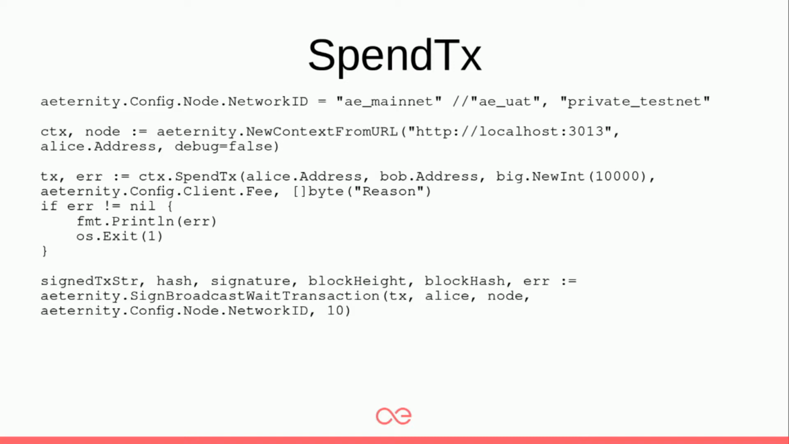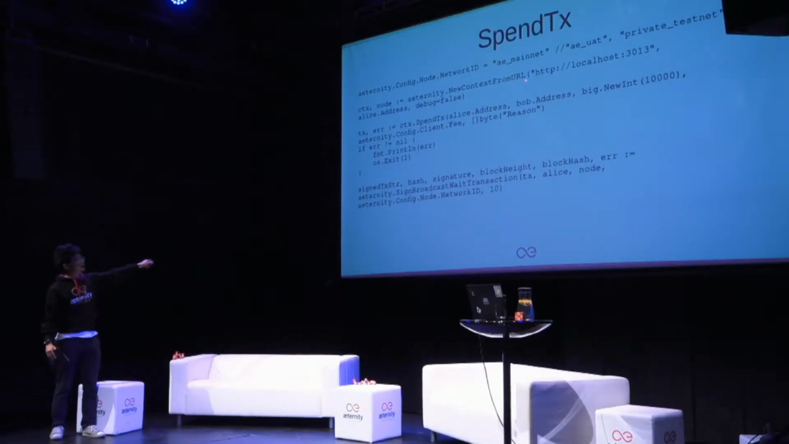So there's a code example. Please, before you start doing anything, make sure you are on the correct network ID. Otherwise, you'll be very frustrated. And then you create a new context from a node URL, and you tell it the address that will be sending transactions from. You can tell it to output debug information or not to the standard output. It will give you the context object, and it will give you the node instance that this context object is actually using.